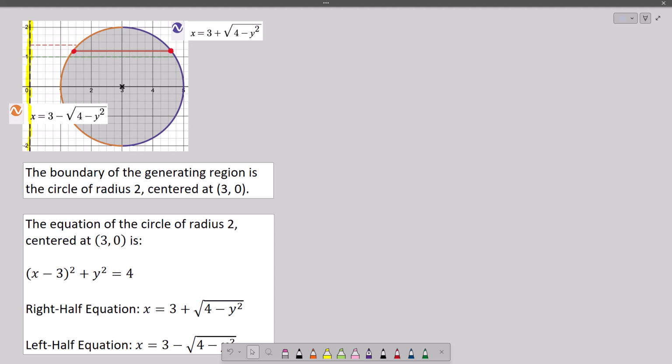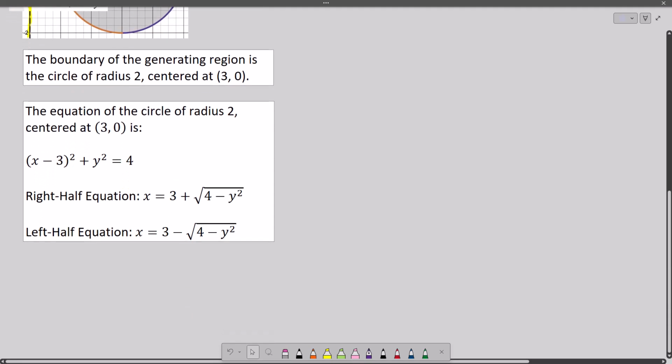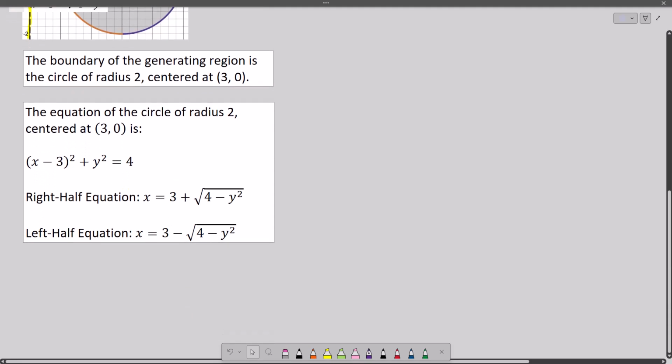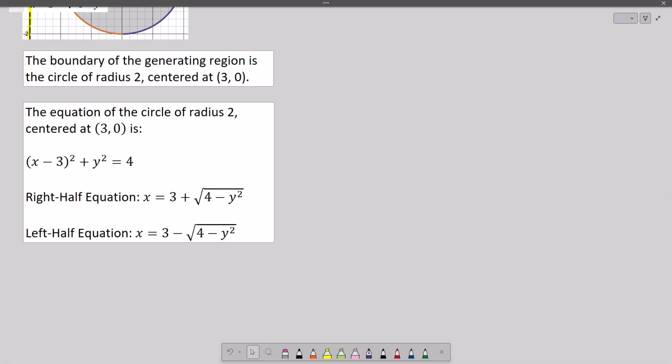Now, if we want to find the equations of the two semicircles here, we have to isolate x. So I'm going to subtract off the y squared, take the square root, and then add the 3. So this is going to be the right half, and this is going to be the left half. And when you take that square root, you get a plus or a minus, and it's going to create the right half or the left half.